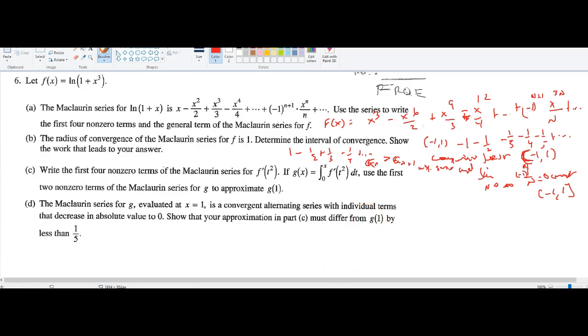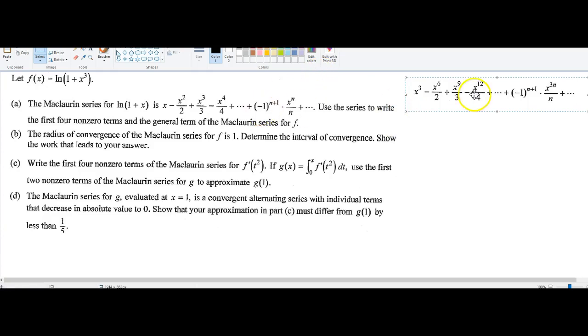Let's get to C. I stuck the answer to part A over here in nice pretty form, so we'll have it ready for us. Okay, so it says, because that's f(x), right? Okay, so now it says here we want to do f prime of t squared.